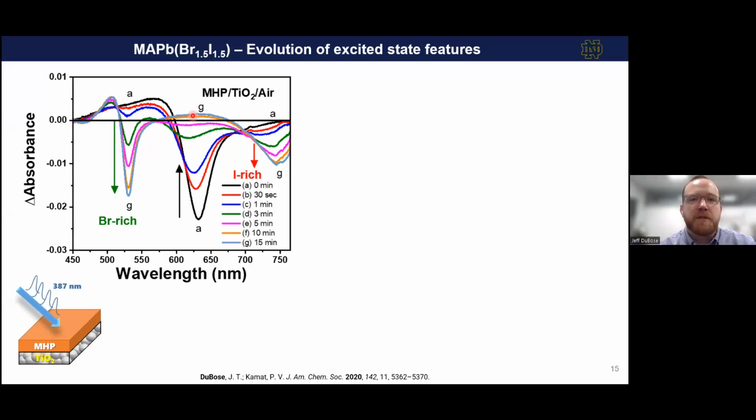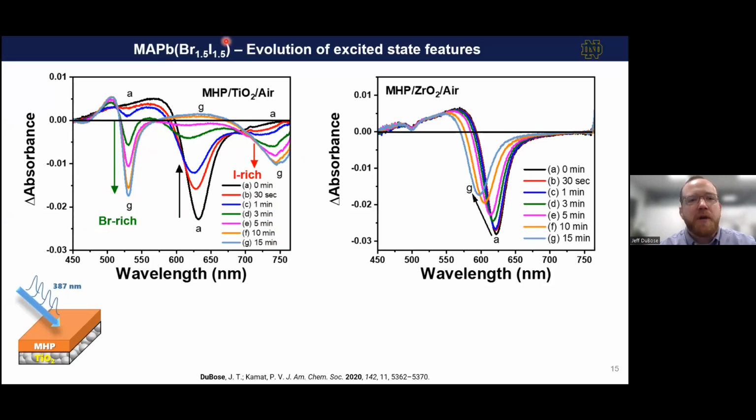of those 15 minutes. But interestingly, if we swap out the actual substrate, now not for TiO2 but for zirconia, leaving everything the same, we see a very different response. Over the course of 15 minutes, we get a little bit of a blue shift and a decrease in these bleach features, likely indicating some degree of photodegradation just due to that constant laser exposure. But we don't see any bromide-rich domains forming here or any iodide-rich domains forming around 750 nanometers. So in this case, by switching out the substrate, we're basically halting the phase segregation process.